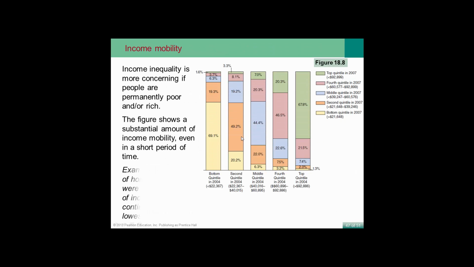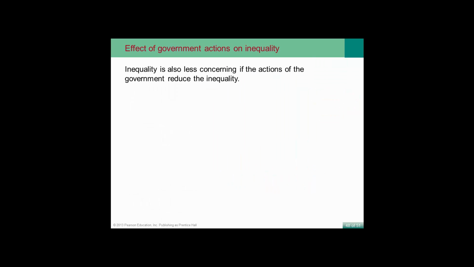Income inequality is more concerning if people are permanently poor and/or rich. The figure shows the amount of income mobility in a short period of time. Only 69.1% of households who were in the lowest 20% of income in 2004 continued to be in the lowest 20% by 2007.